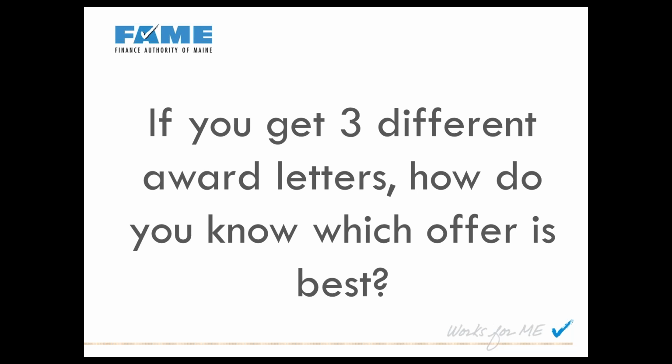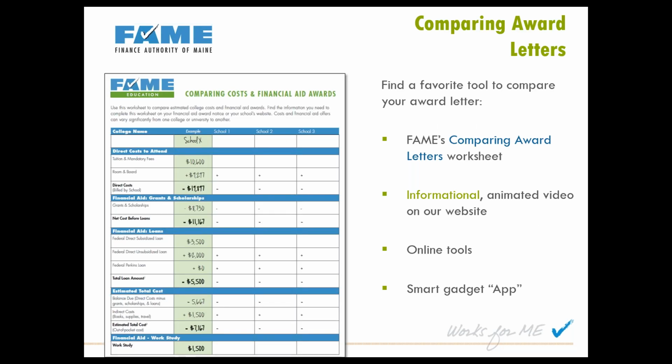Little arrows here. So we have these 3 different award letters. How do you know which offer is best? I think we know which layout maybe looks the friendliest and which communication methods we prefer, but you can't really look at an award letter and know exactly what the best offer is for the family. So I want to look at some tools that will help you compare. My philosophy is always find an option that works best for you.